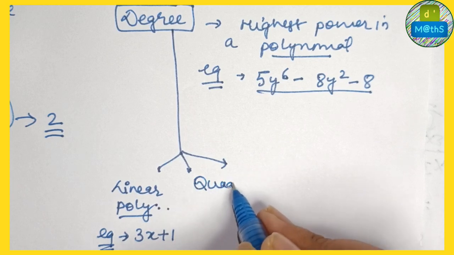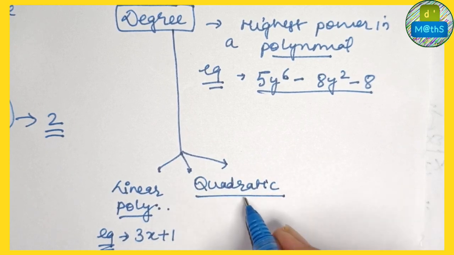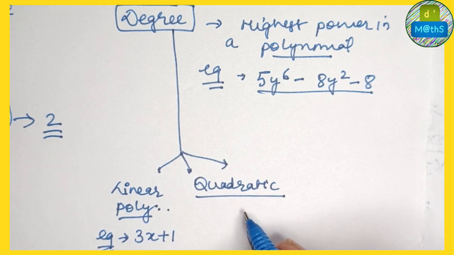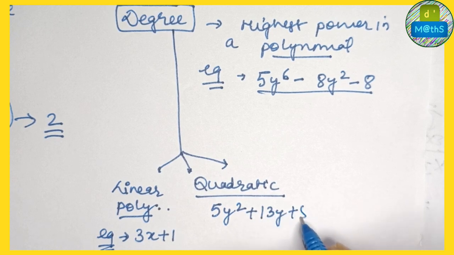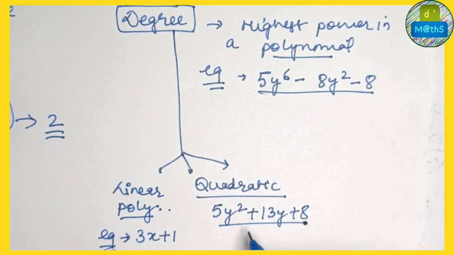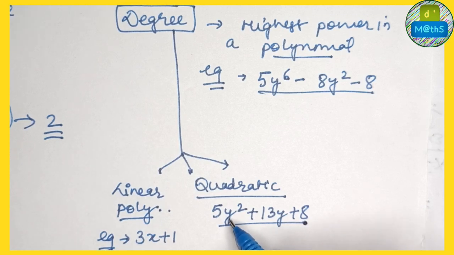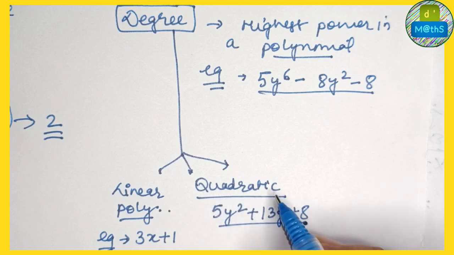Another one will be quadratic. So what is a quadratic polynomial? It is where the degree of the variable will be 2 only. Suppose an equation is given, 5y square plus 13y plus 8. If this equation is given, you can see the polynomial has y as its variable. So what is the highest power of the variable y? The highest power of variable y is 2 only. So in 5y square plus 13y plus 8, the degree is 2. A polynomial where the degree is 2 will be called a quadratic polynomial.